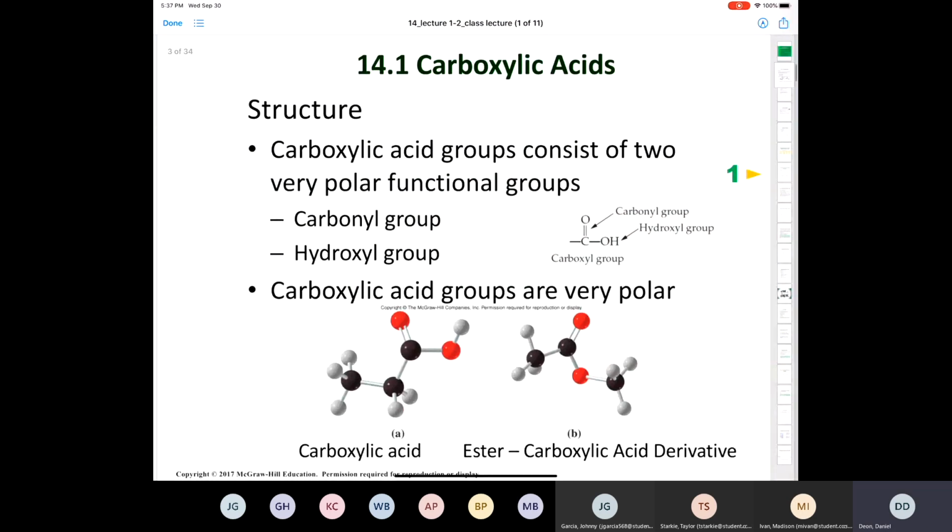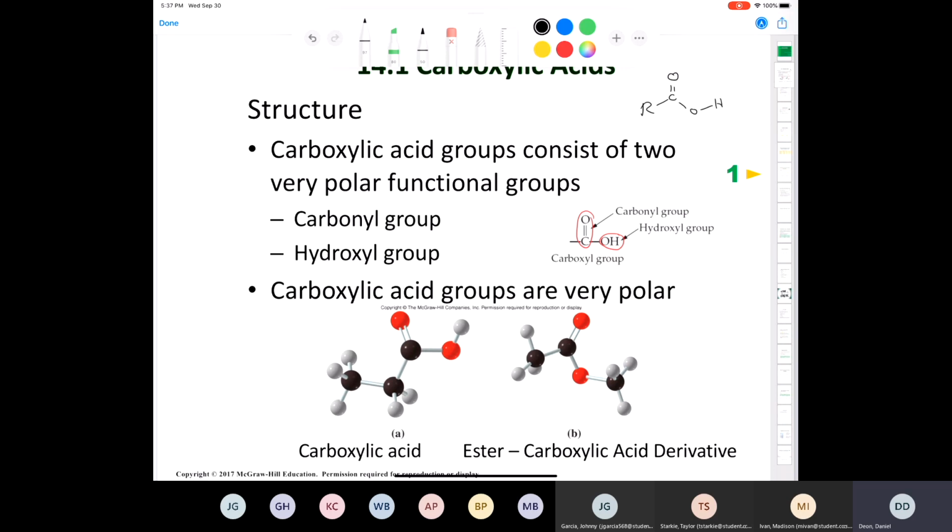Okay, so let's get started by talking about the structure of carboxylic acids. It says here that carboxylic acid groups consist of two very polar functional groups. Okay, so the carboxyl group is made up of a carbonyl. We have a carbonyl here, and we also have a hydroxyl. And so why are those two groups polar? Well, I'm sure you already know by now, but in case you've forgotten, if we draw out the carboxyl group like this, right, you can see there's several dipoles here, right?